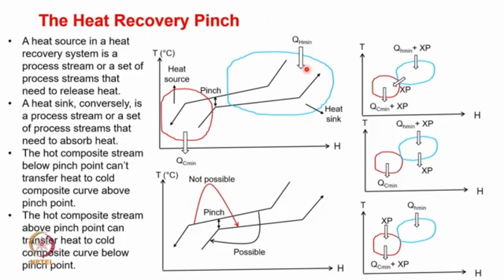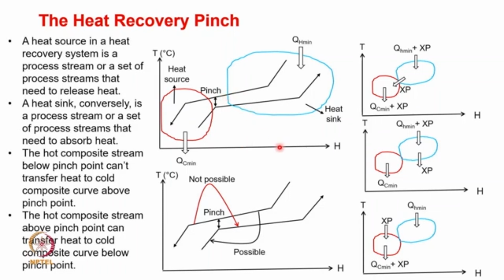Okay. So, what is a heat source? A heat source is a heat recovery system, or a set of process streams, that needs to release heat, and a heat sink, as we saw here, conversely is a process stream or a set of process streams that need to absorb heat. So, the pinch point is where you see the delta T minimum. The hot composite stream below the pinch point can transfer heat to the cold composite curve above the pinch point.